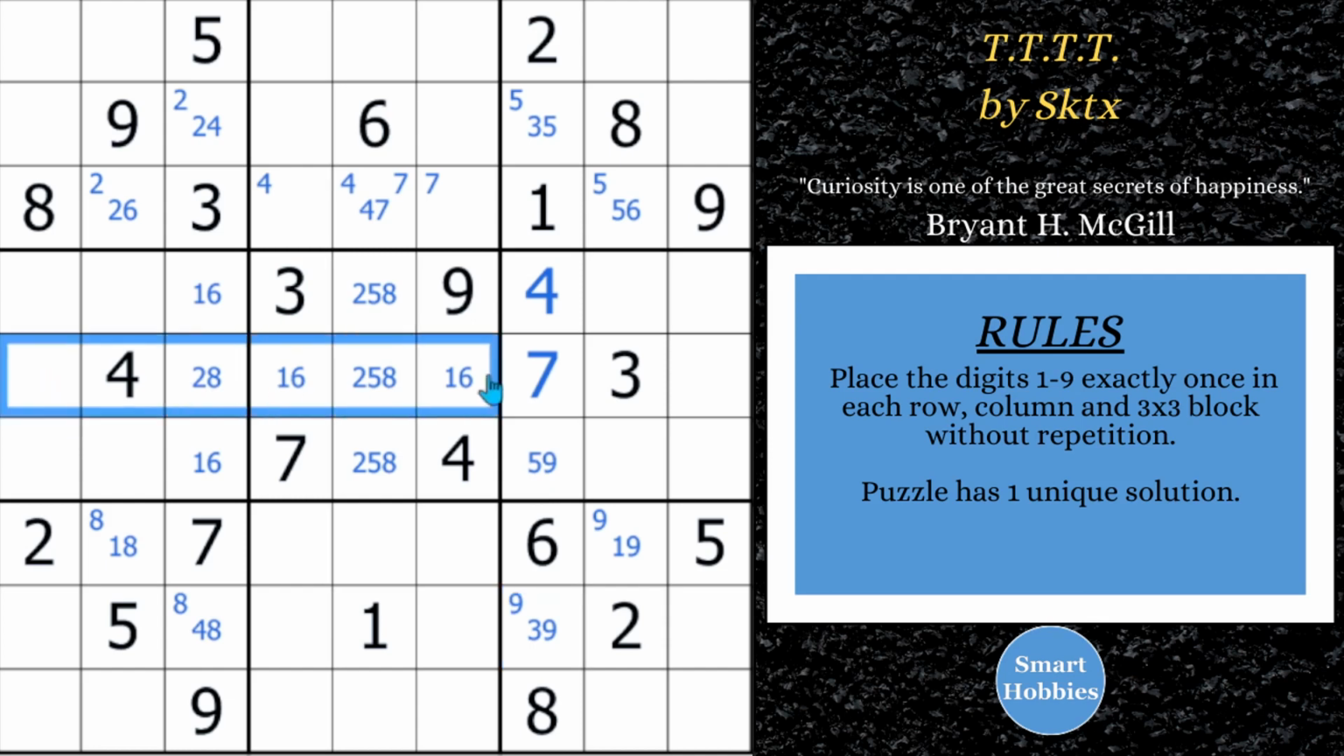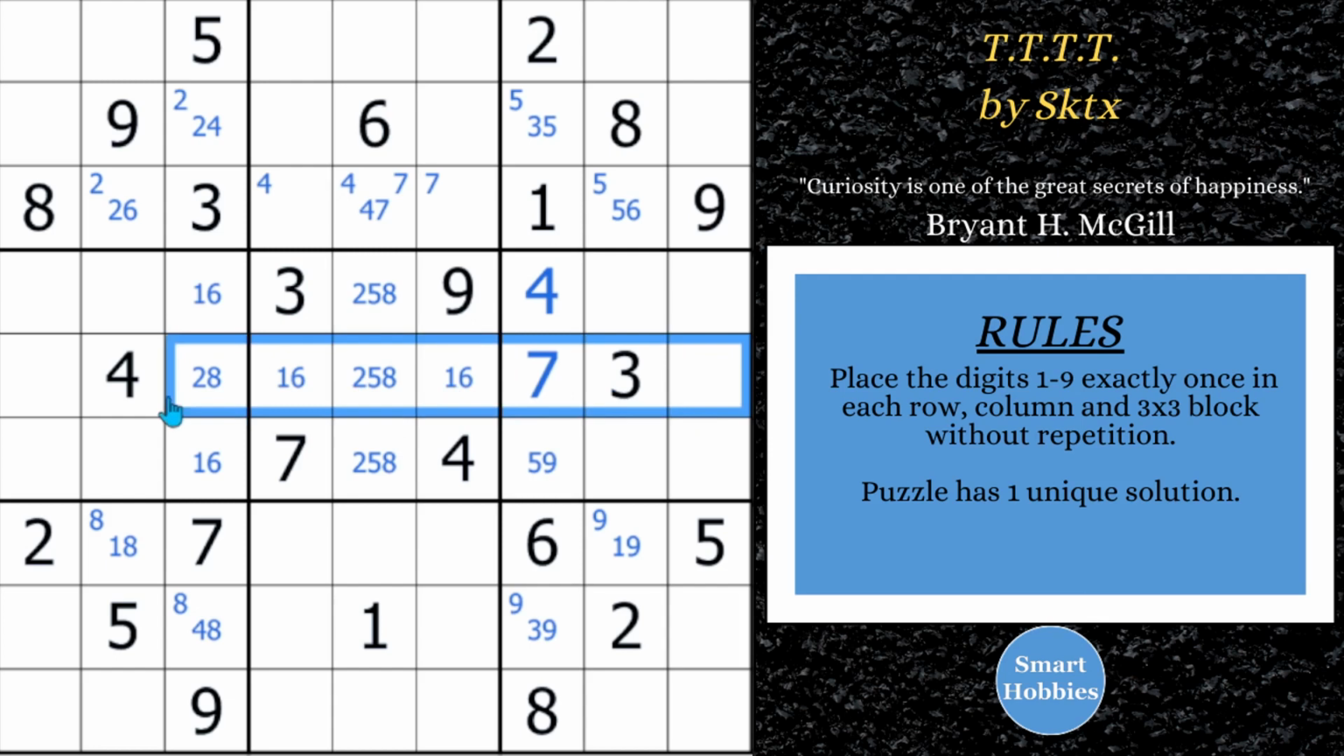So now let's focus on row 5. You'll notice here you have this 1, 6 hidden pair. And so 1, 6 are in those two spots. And you also have a 3, 4, and 7. So what's remaining is a 2, 5, 8, and 9.